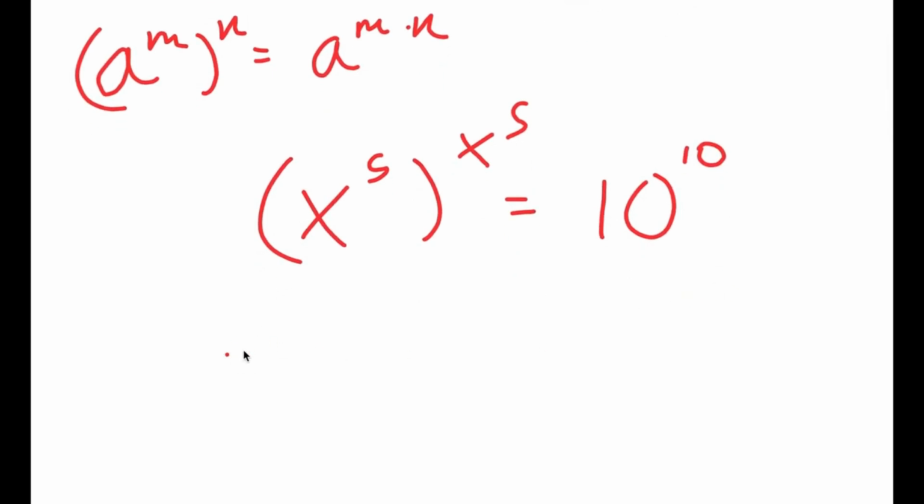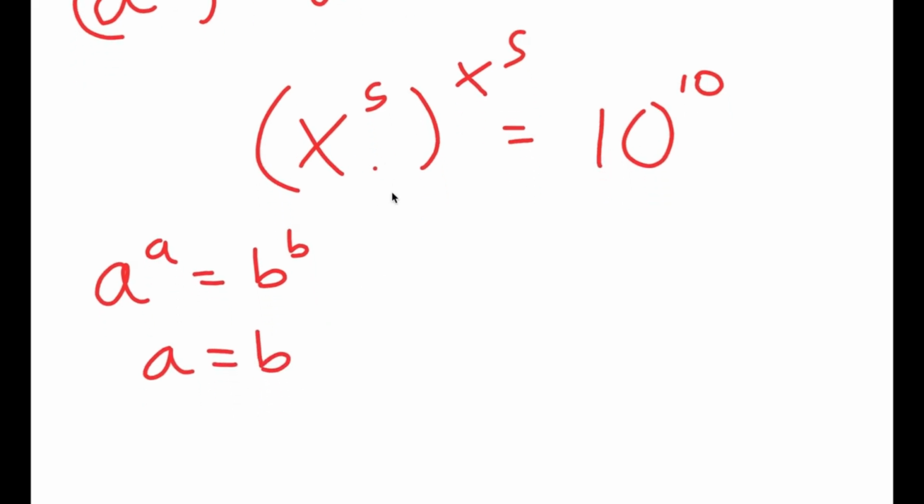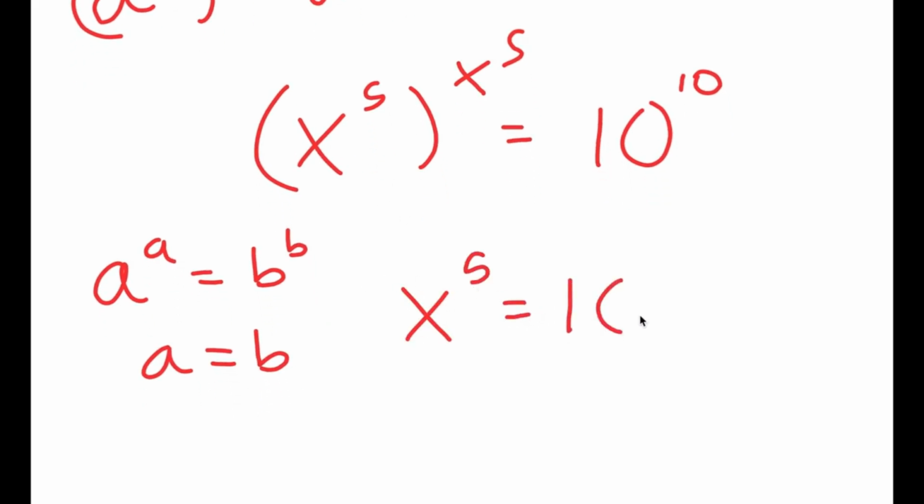And now my final property of exponents that I'm going to use for this video is that if I have something in the form a to the power of a is equal to b to the power of b, this means that a is equal to b. So in this case, x to the power of 5 is equal to 10.